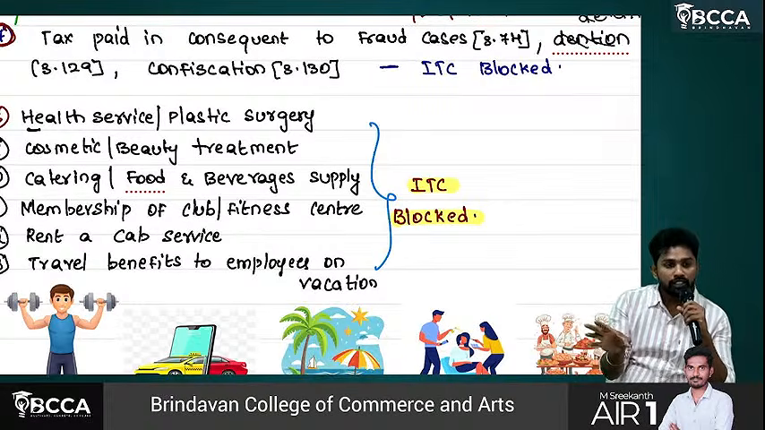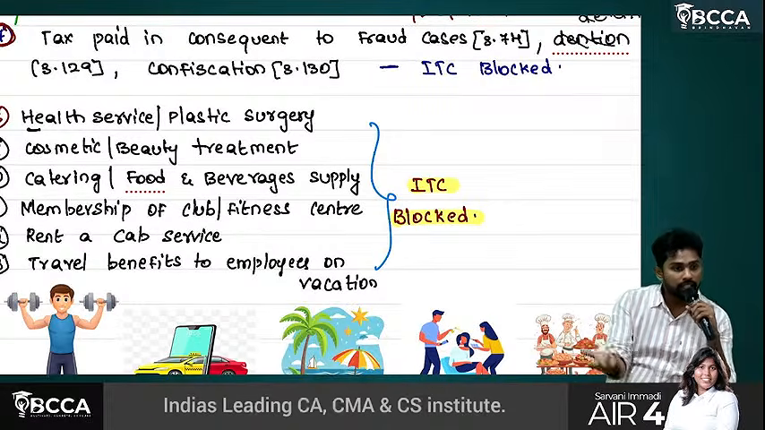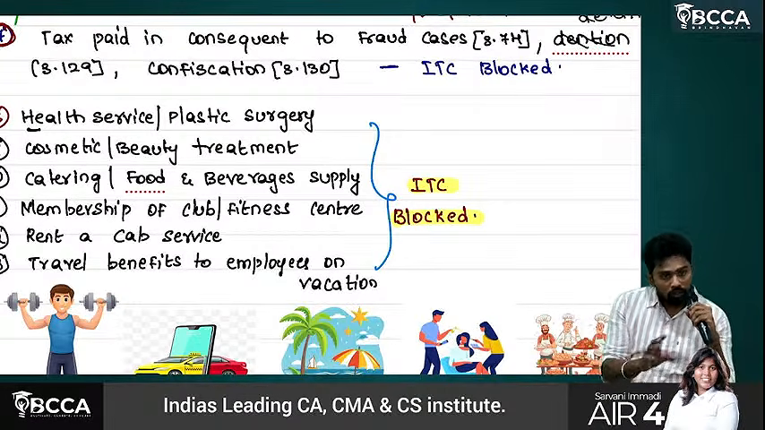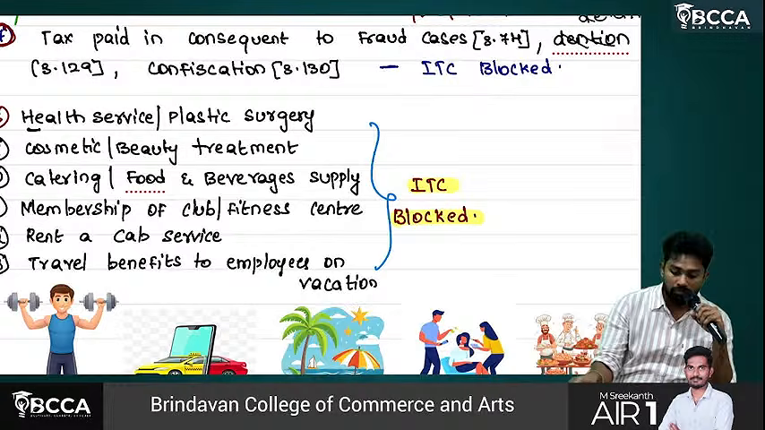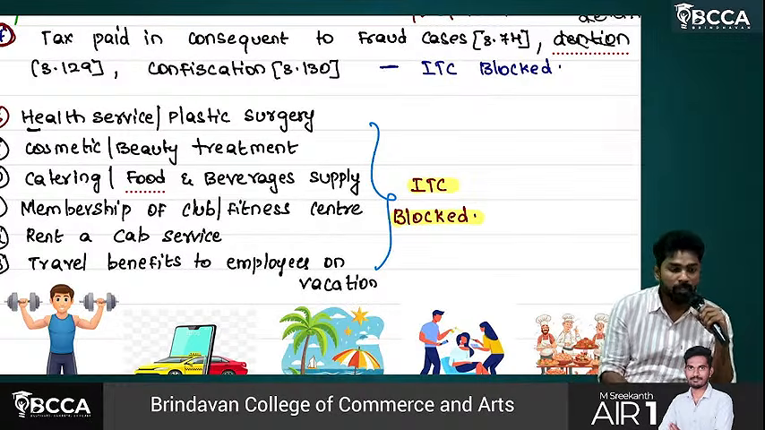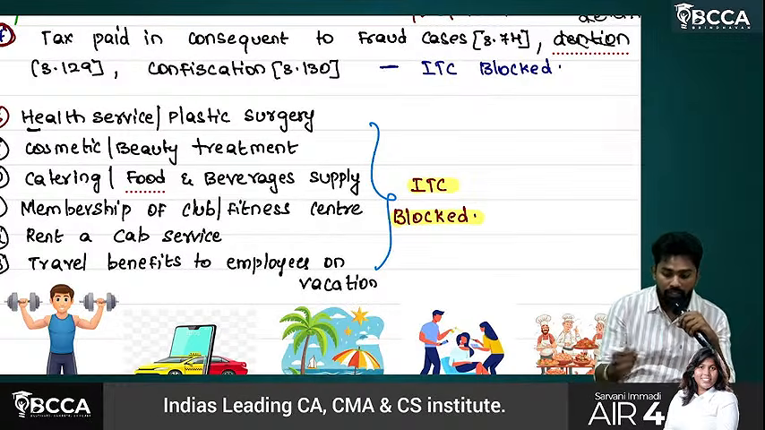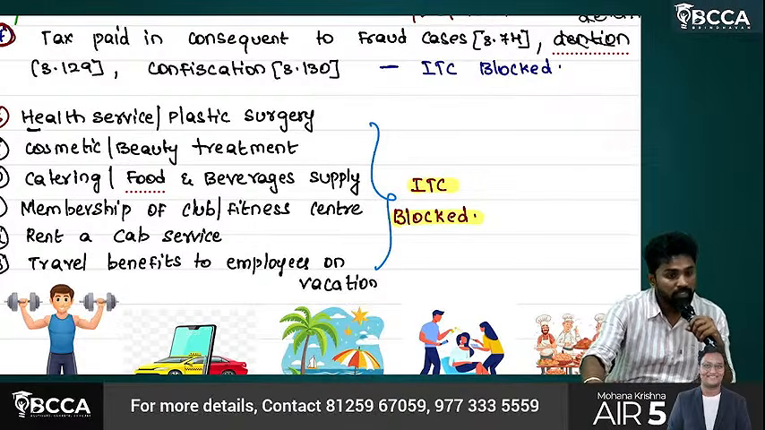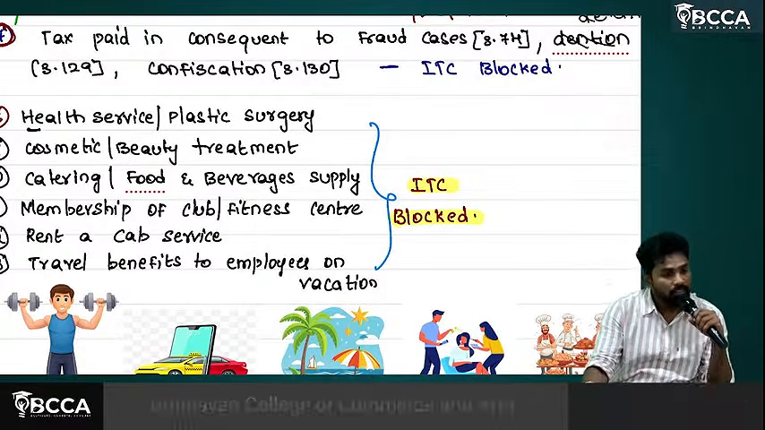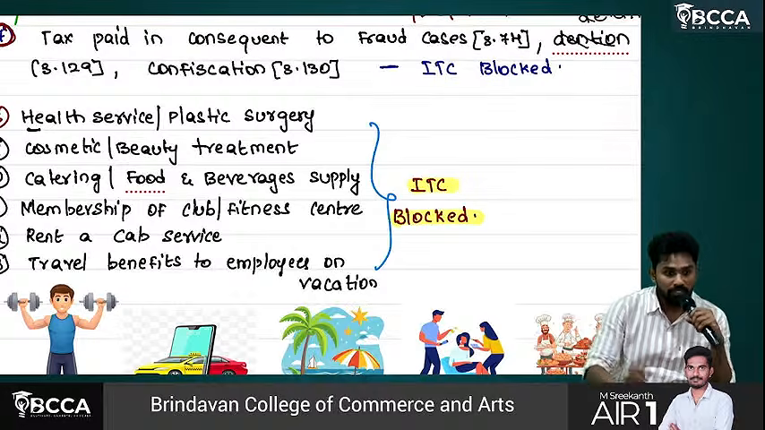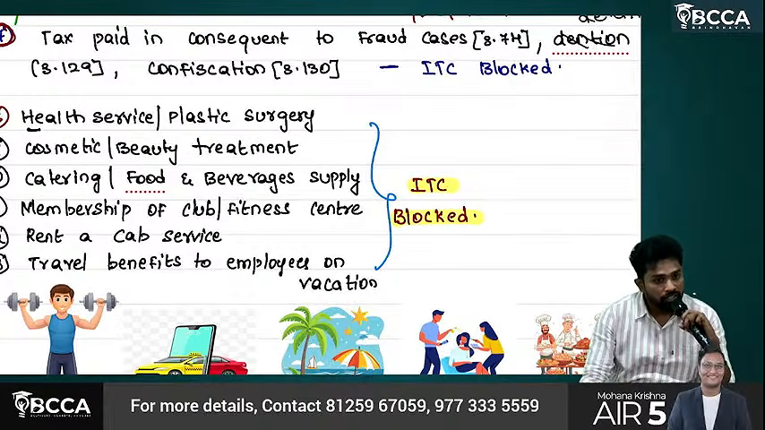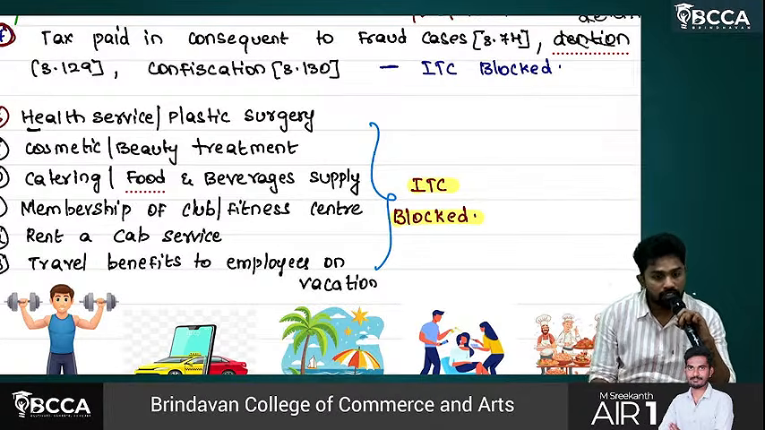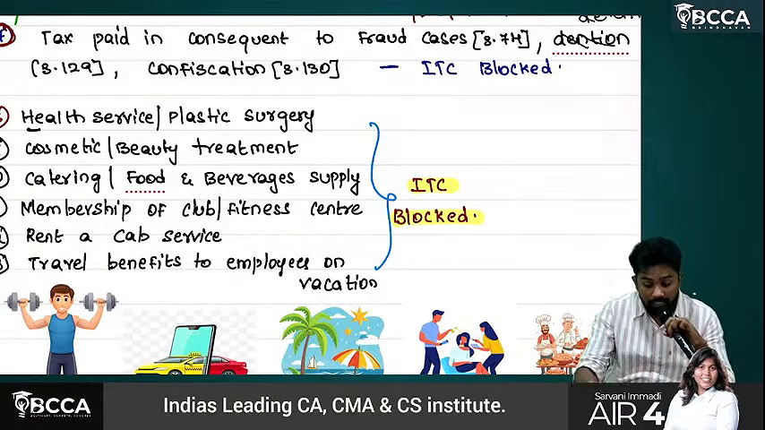For employees, if any employee has any health related ailments, who is providing the treatment? The employer only is paying the bills. Okay, so obviously cosmetic and beauty treatment may not be there, but others will be there: catering, food and beverages, membership of a club, fitness center, rent a cab. For employees, cab service is being provided, and travel benefits are provided to employees on vacation. In all these cases ITC is blocked, but there are exceptions, sir.